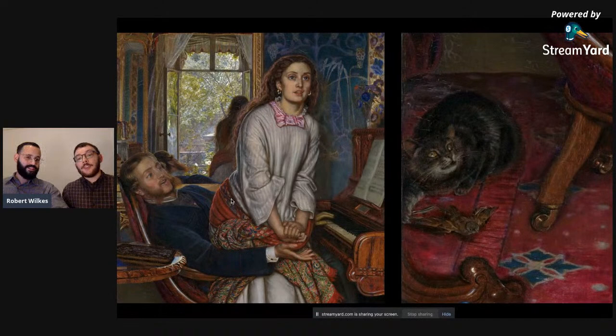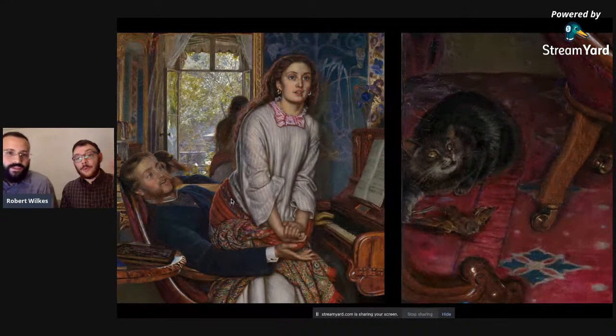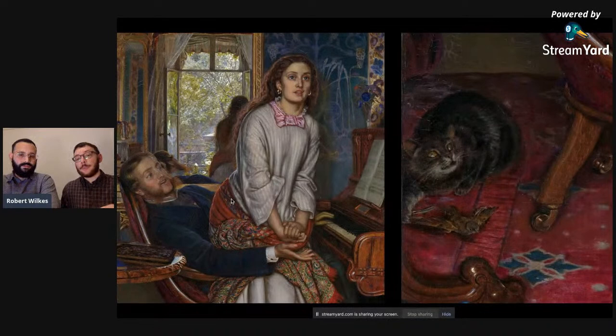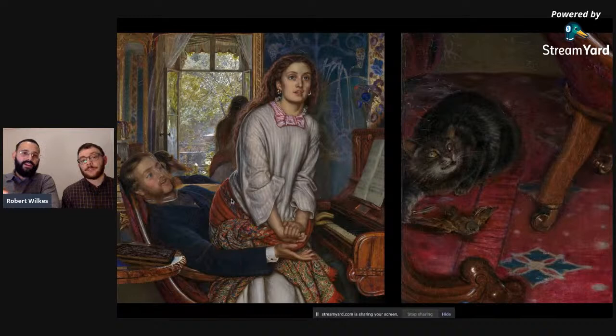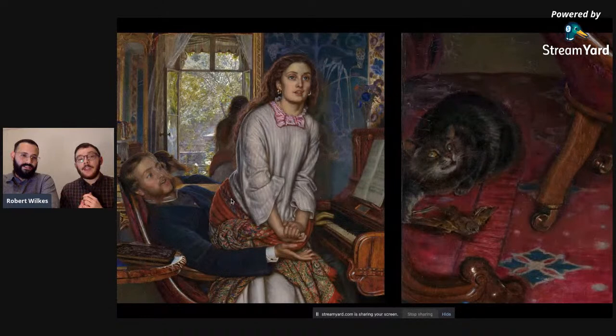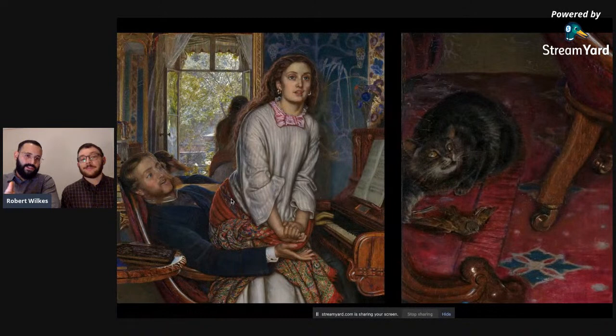But a particularly striking one is that on the floor of the room there is a cat playing with or toying with a bird. Therefore, reflecting the situation of the human characters.